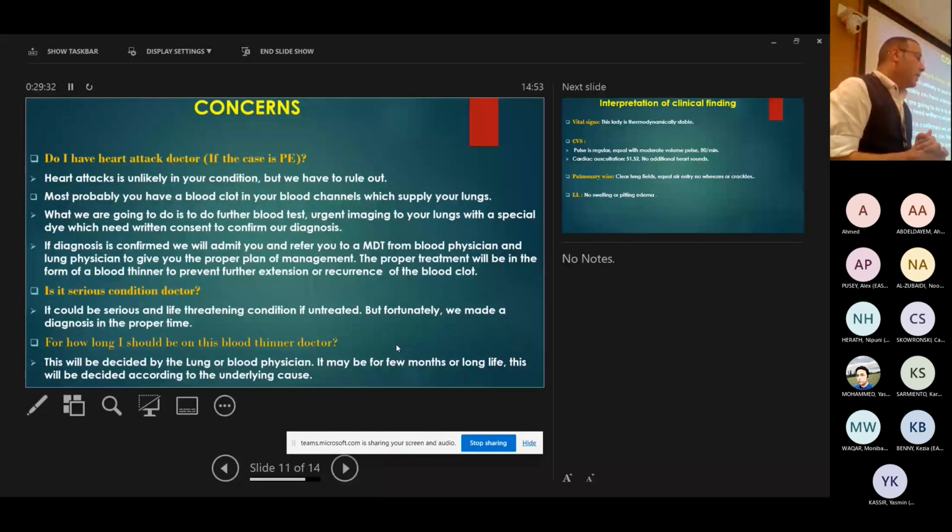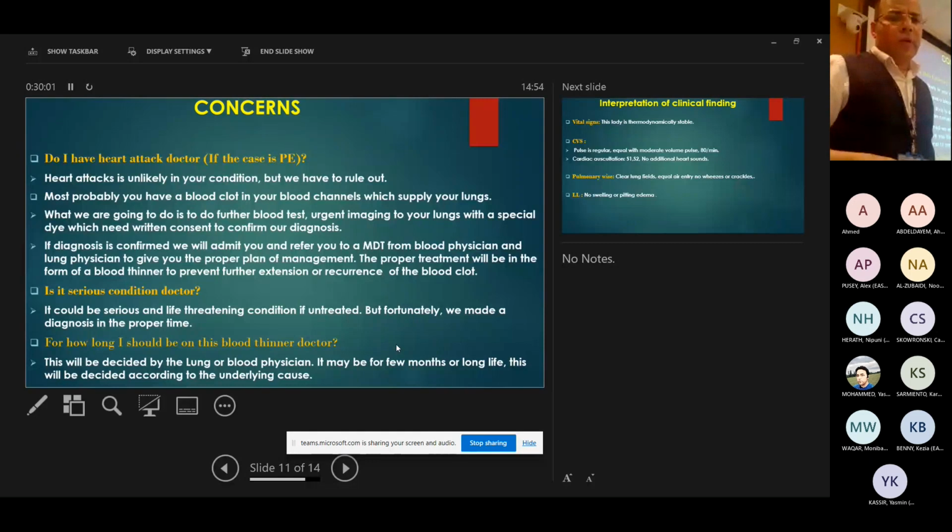Concerns. Replying to the concern should be focused, concise, informative, and to the point. Don't talk a lot. Tell the patient what you know. Don't inform the patient of information you're not sure about. So replying to the concern should be to the point, targeted, concise, and informative at the same time.